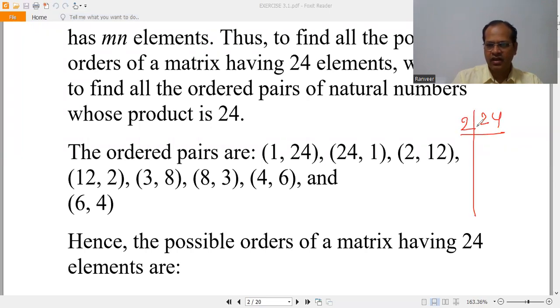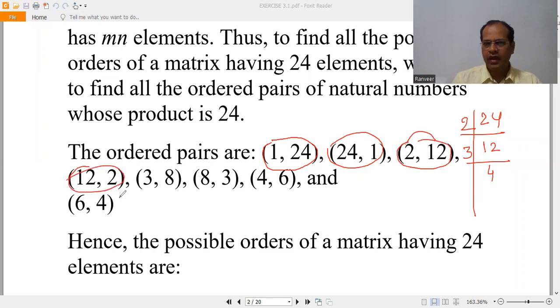First, 1 is there, it is divisible by 1. After that 2, after that 3, 4, correct. After that it is divisible by 8. Once we write 1 and 24, then 24 and 1. You have to write the ordered pair both ways. After that 2 and 12: 2 multiplied by 12 gives 24 elements. So 2, 12 and 12, 2. After that 3 and 8.